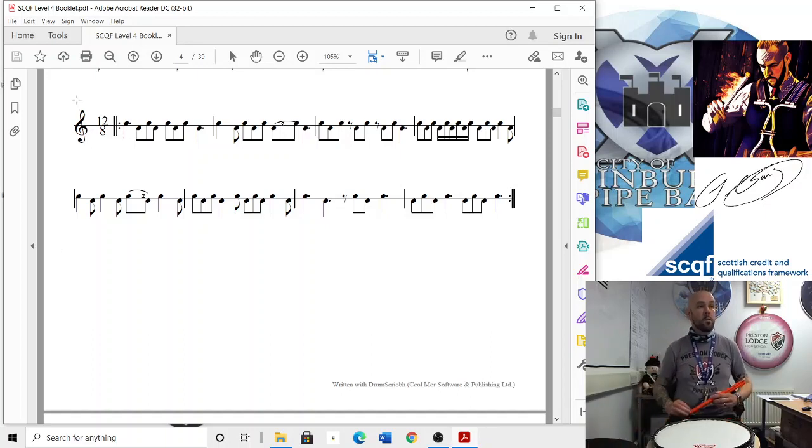So let's do the whole line, whole page. Oh man, the whole exercise.